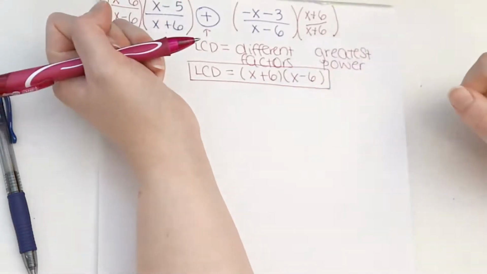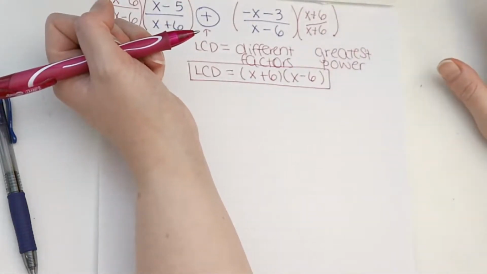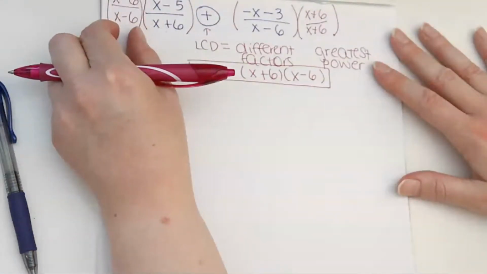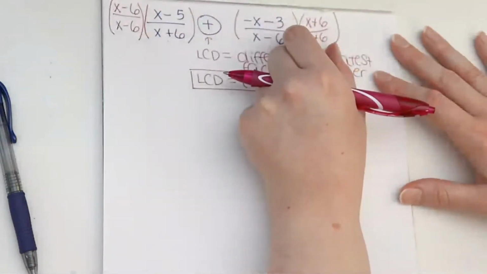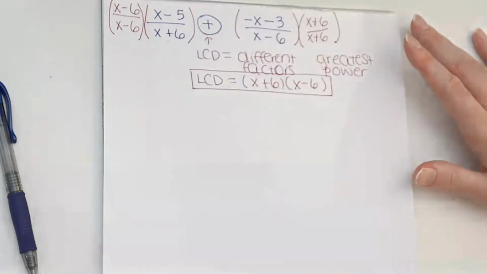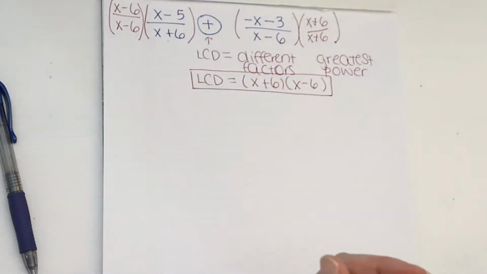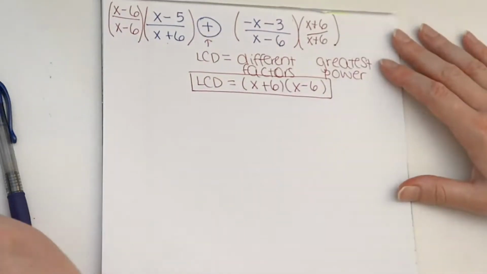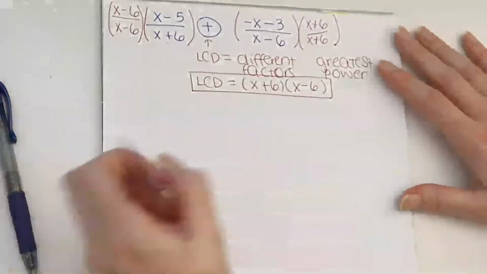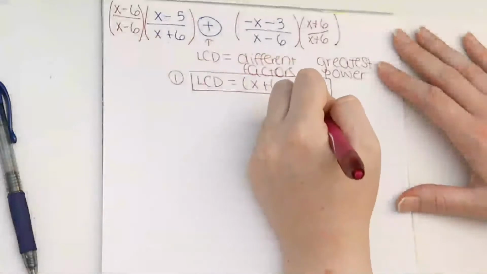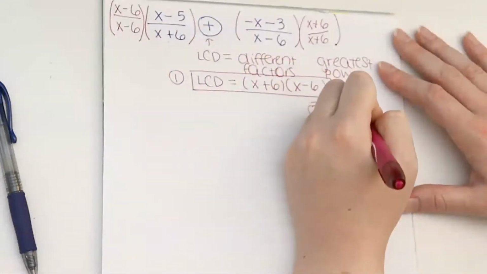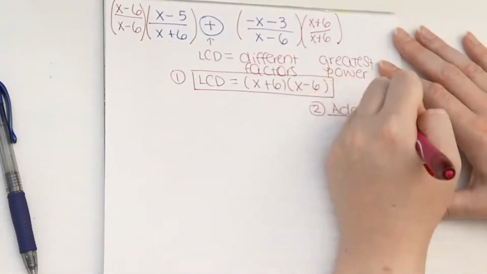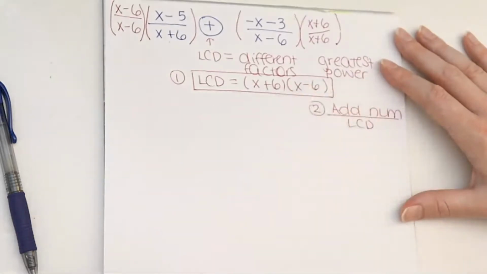Okay? So I want to be clear, on your test, if you just write the multiplication in by the x minus 6, multiplication in by the x plus 6, you get partial credit for that because that is the first step, is to identify that LCD. Okay? All right, now the whole reason why we're getting that LCD is once we have our LCD, then we're going to add the numerators and write that over our common denominator.